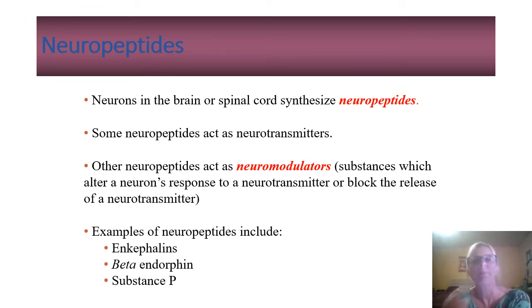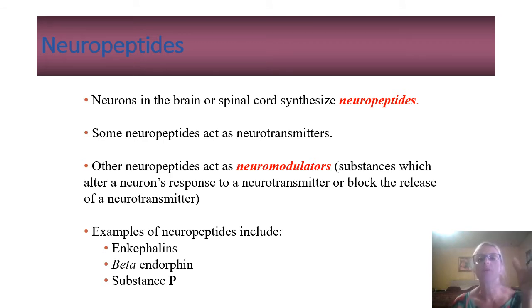Neuropeptides. Remember, a peptide is a protein. We have neurons in the brain or the spinal cord that make neuropeptides that can act as neurotransmitters. Other neuropeptides can act as a neuromodulator. And what does it mean to modulate something? Well, that means to help control it. So these can alter the response of a neuron to a particular neurotransmitter, or even block the release of a neurotransmitter. Some examples of these are enkephalins, beta endorphins, and what we call substance P.